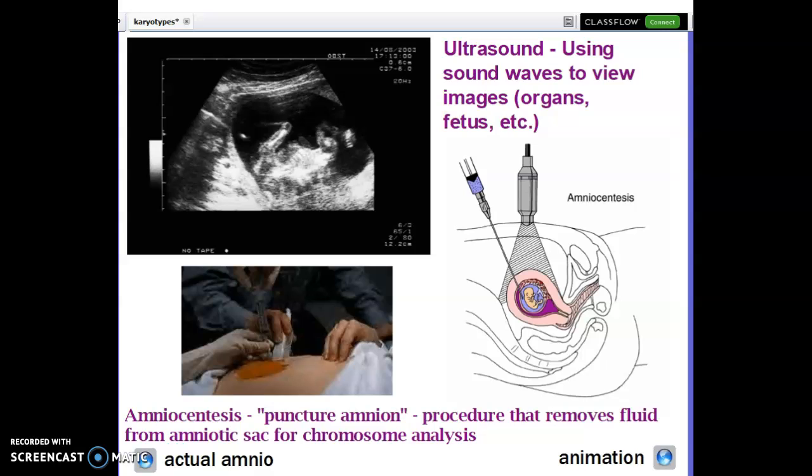Okay guys, so now that you have a basic understanding of how to do Punnett squares and blood types and things like that, we're going to jump into how we can figure out if there are some abnormalities on chromosomes and things like that.